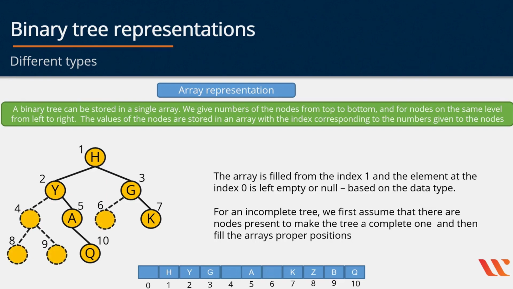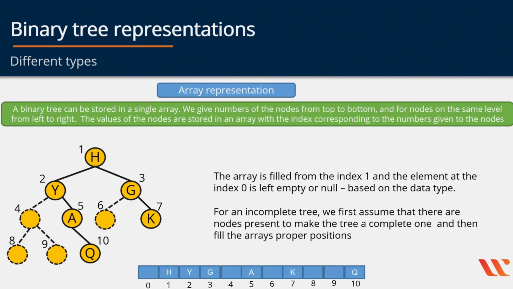For an incomplete binary tree, we first assume that there are nodes present to make the tree a complete one, and then fill the array's proper positions. So if you take a look at our binary tree, it's been changed, and the solid nodes are the ones which we have left. But to represent it in the memory, we should imagine that we have old nodes, like a complete binary tree. So the array would look like this now, with empty spaces on the indices where we have no nodes.